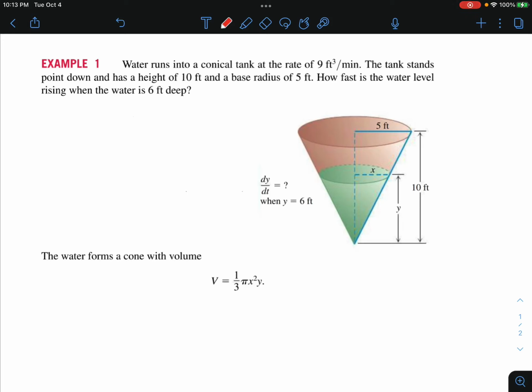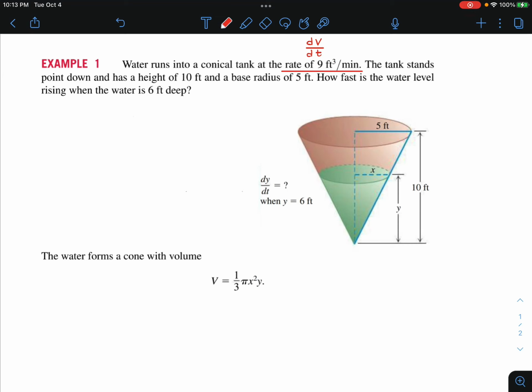In class today, let me clarify a few things for you. First, I mentioned that whenever you see a rate like 9 cubic feet per minute, it is understood to be a derivative. And in this case, based on the unit cubic feet per minute, we can conclude that this derivative is dV/dt, the rate of change of volume with respect to t.